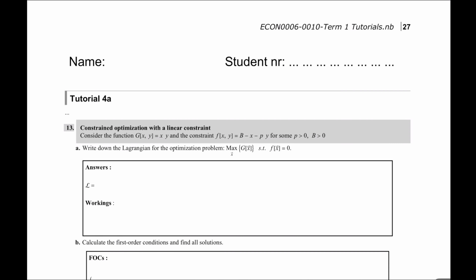Okay, today we're going to be looking at tutorial 4a, which is a constrained optimization problem with a linear constraint. Consider the function g, which is a function of x and y, is equal to x multiplied by y, and the constraint f of x and y is equal to b minus x minus py for some value of p which is greater than 0, and for some value of b which is also greater than 0. Write down the Lagrangian for the optimization problem, the maximum of this function subject to this function.